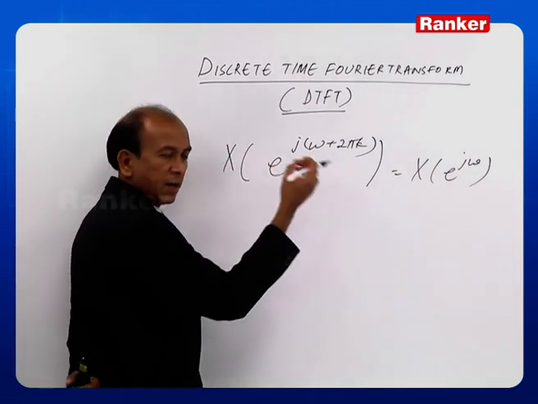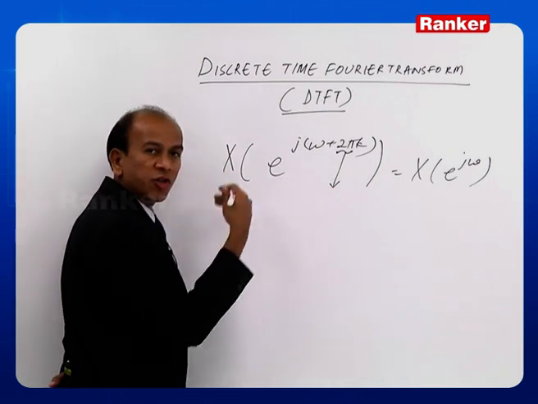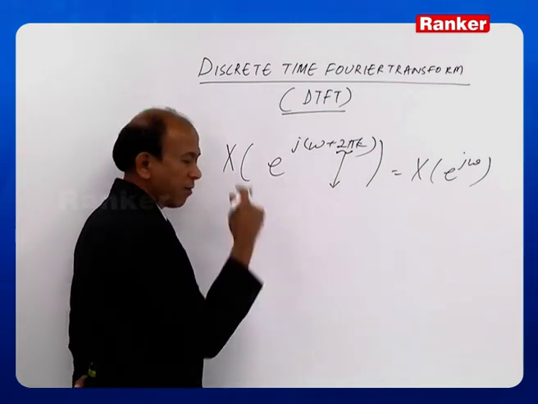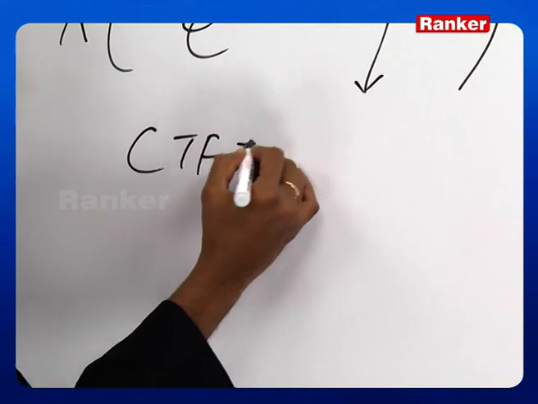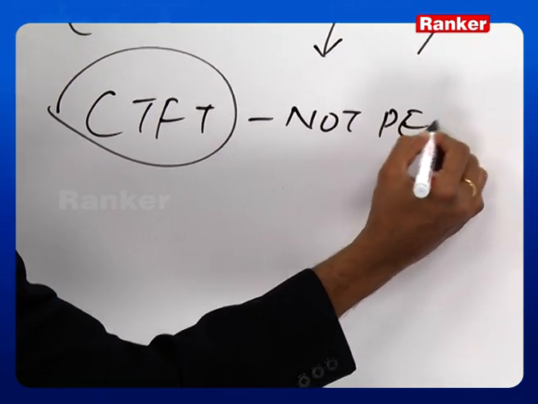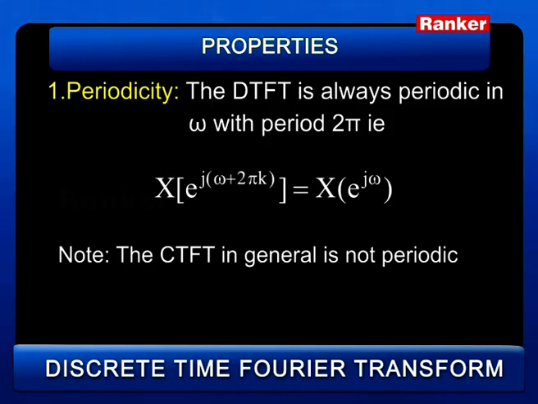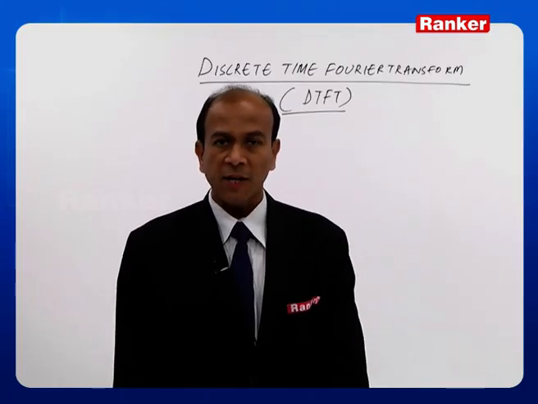That means this is the period in which your DTFT repeats, whereas the CTFT in general is not periodic. This is one glaring difference, generally the most important difference between a DTFT and a CTFT. Let us look at the second property, called linearity.